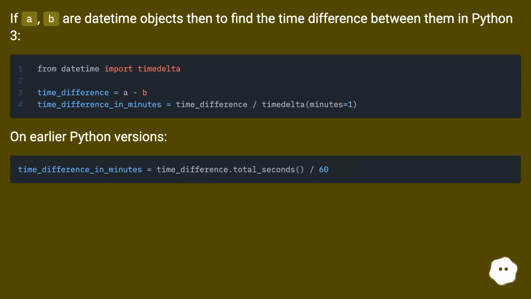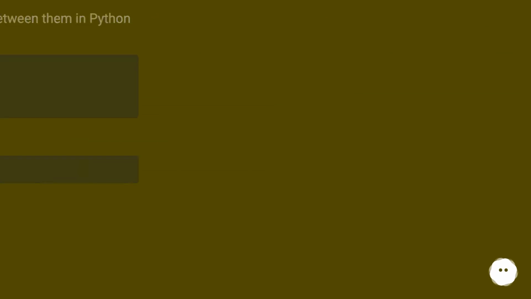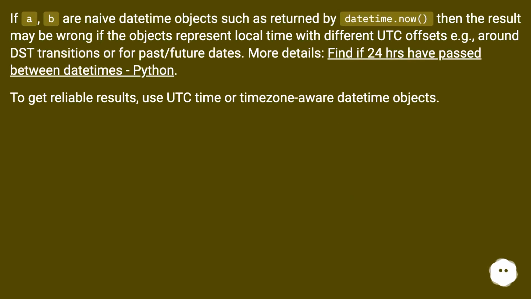If a, b are datetime objects, then to find the time difference between them in Python 3: On earlier Python versions, if a, b are naive datetime objects such as returned by datetime.now, then the result may be wrong if the objects represent local time with different UTC offsets, e.g., around DST transitions or for past/future dates.